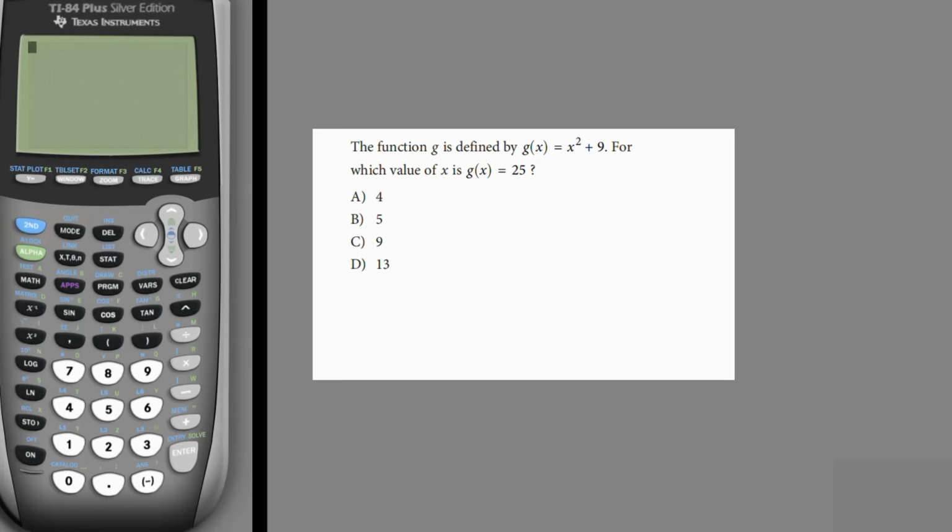In this video, we are going to learn how to solve this SAT math question using this calculator. Alright, so it's very easy. This is the TI-84 Plus Scientific Calculator, the silver edition. So let's get started, guys.